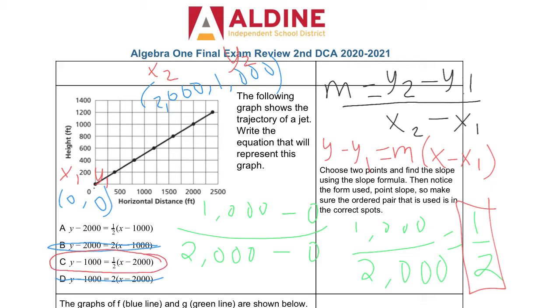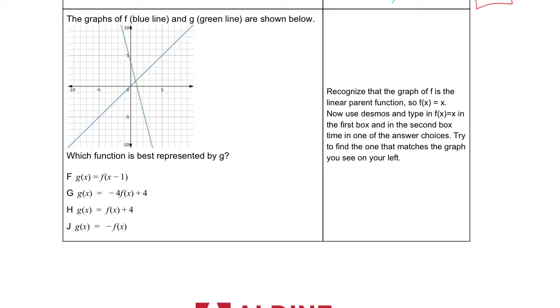All right, moving on. For this one, it says the graphs of F, blue line, and G, green line, are shown below. I'm going to go ahead and label those just so that we have some clarification. F is the blue line, so this is F, and then G is the green line.